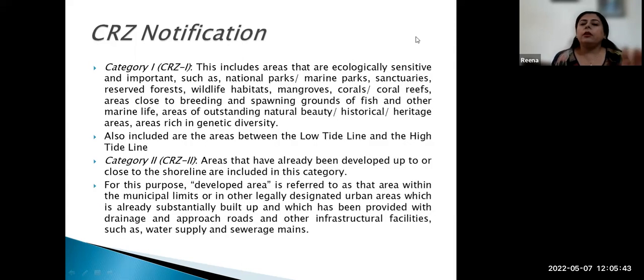And accordingly, for category A and category B, you have to ensure that category 1 is basically for very ecologically sensitive and important areas, but category 2 is for areas that have already been developed or are close to the shoreline. So always category A is stricter than category B. Similarly, category 1 is stricter than category 2.